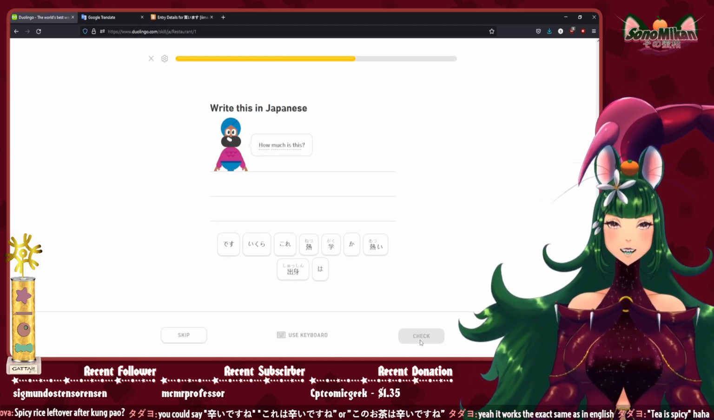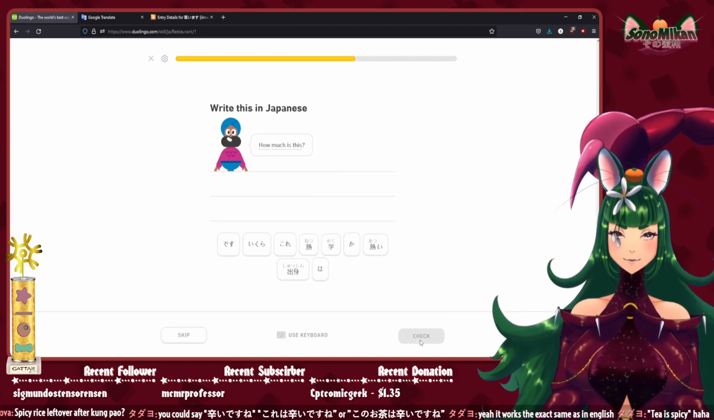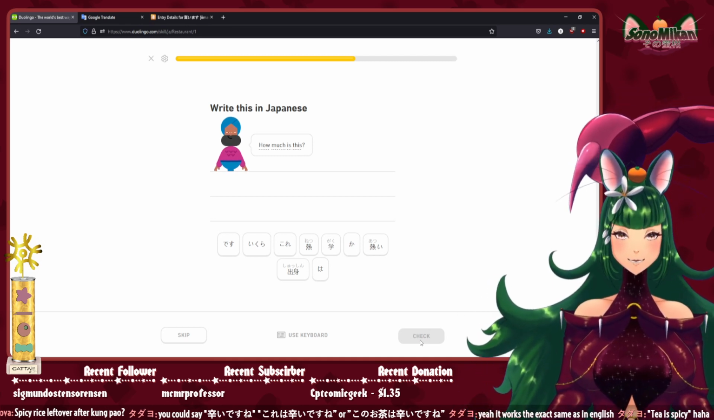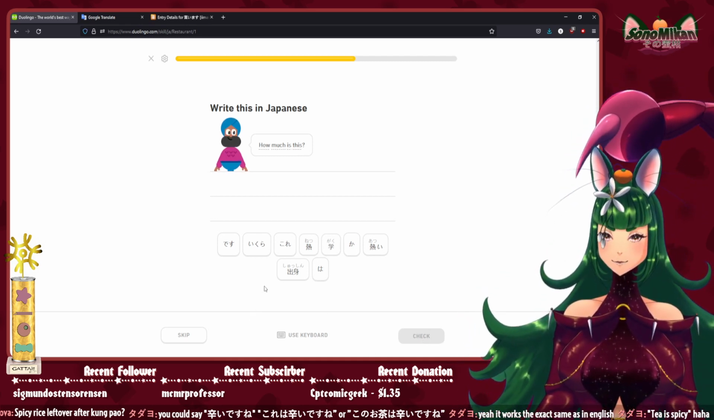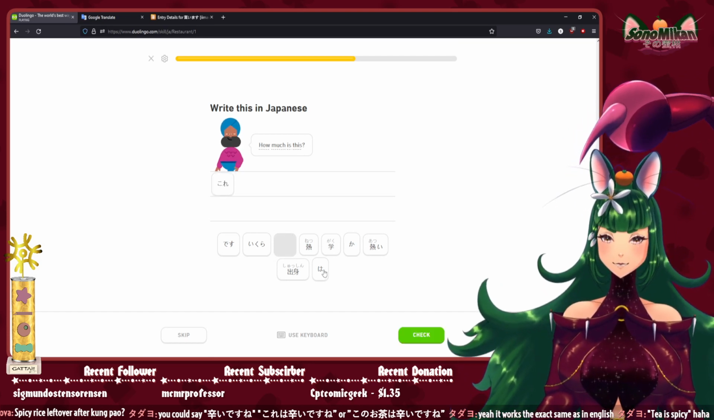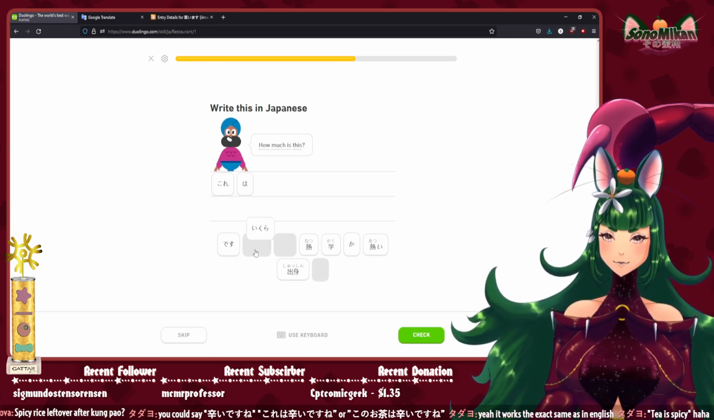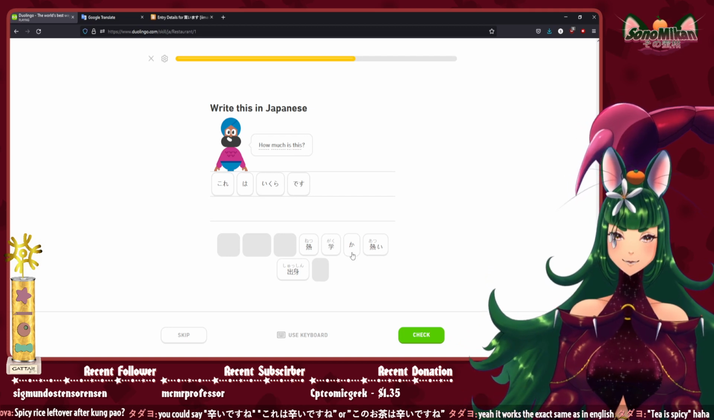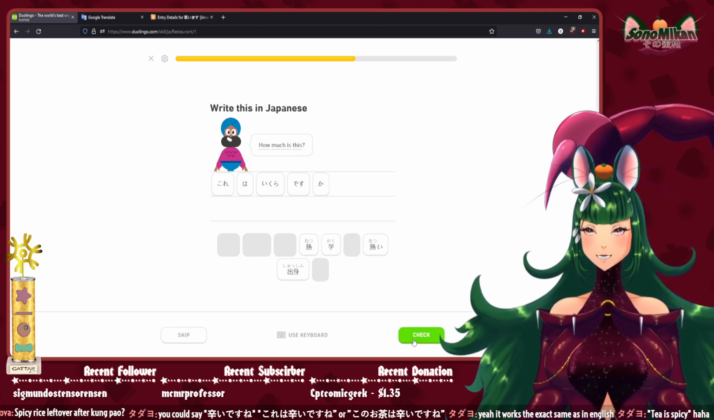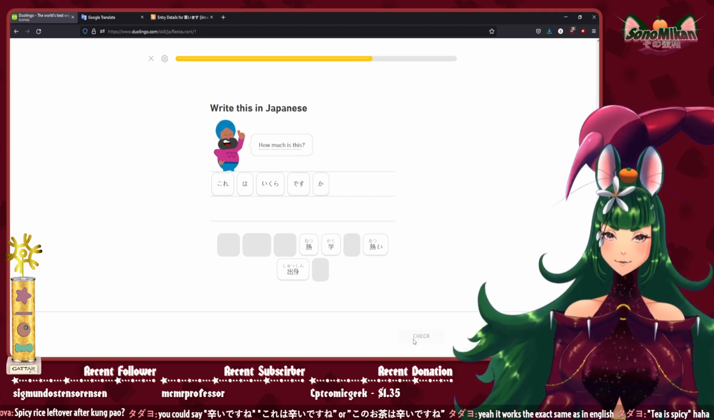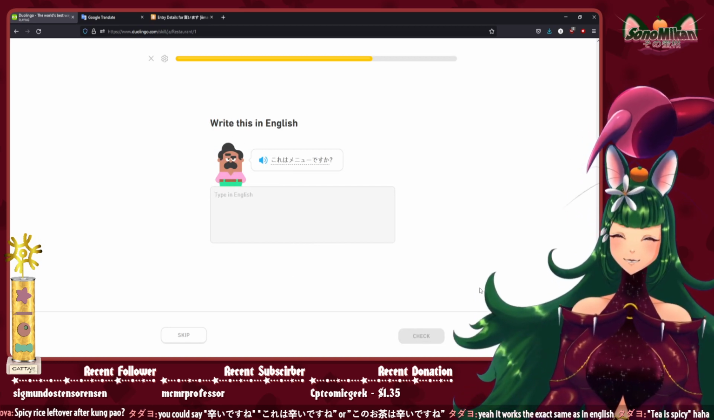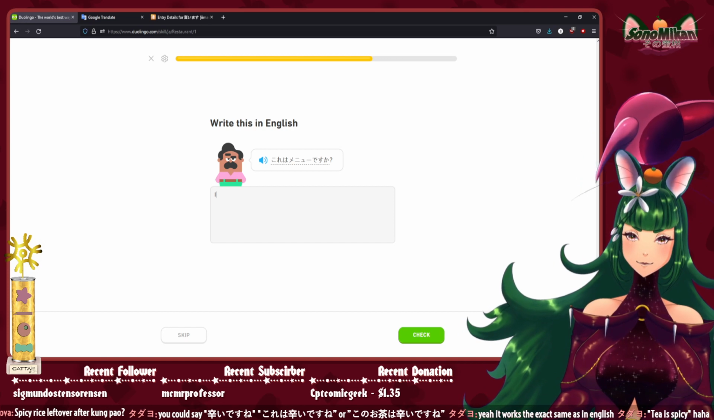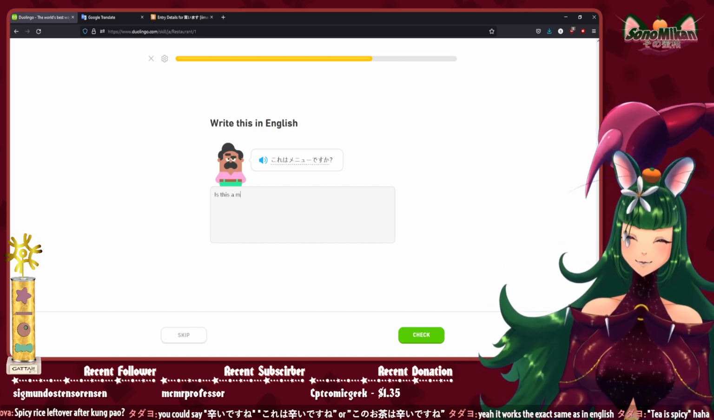This is why I say my language level has dropped so much, because I am so deeply out of practice. Kore ikura desu ka? And this is why I want to practice more. これはメニューです。Okay, so is this a menu?